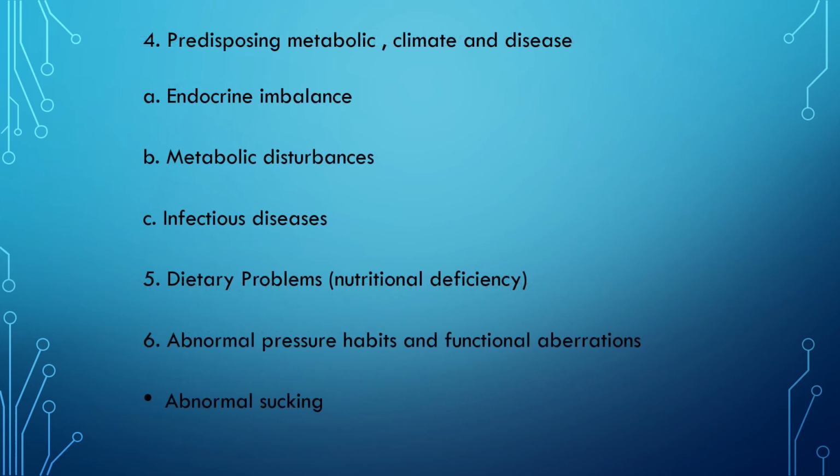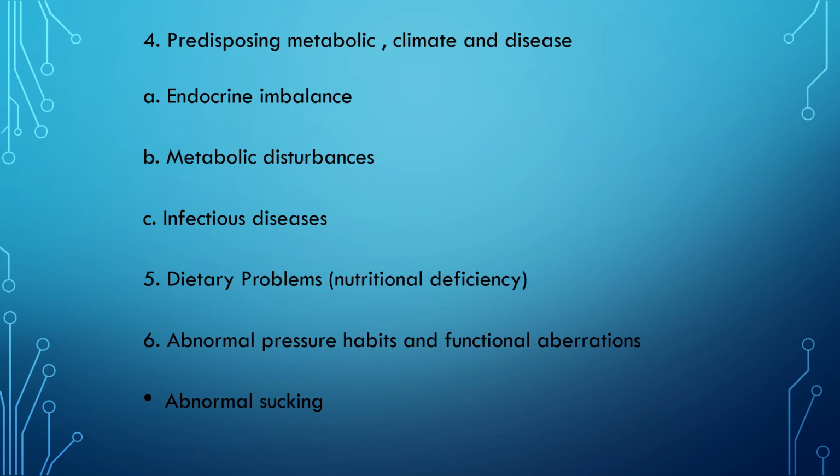And 4, you have predisposing metabolic climates and disease. Under that, you have endocrine imbalance, metabolic disturbances, and infectious diseases. Under 5, you have dietary problems, nutritional deficiency. And 6, you have abnormal pressure habits and functional aberrations.